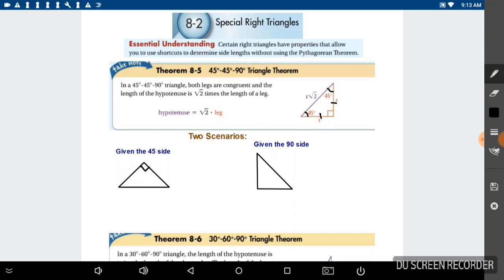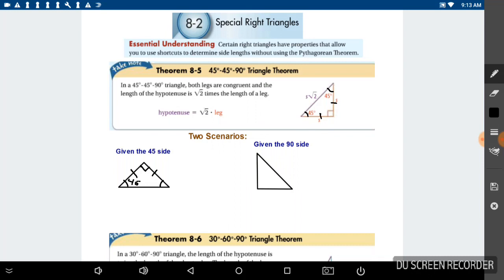Here's what I mean by that. Let's put the 45s and the 90 in. Really, we only have to put one 45 in. Sometimes it'll be looped like that, which denotes a 45-45-90. Maybe they'll put slashes on the sides. Any of those ways can tell you that you have a 45-45-90 special right triangle.